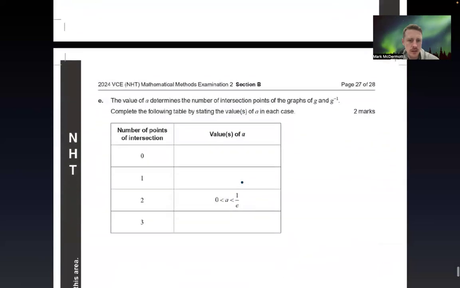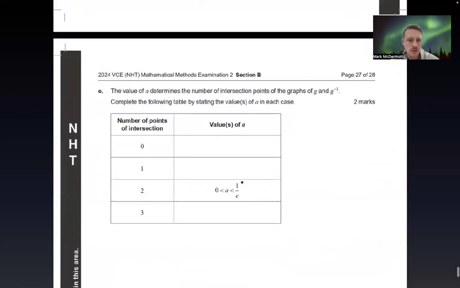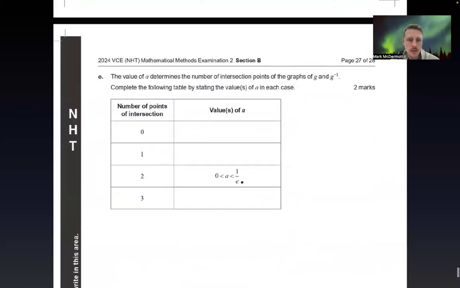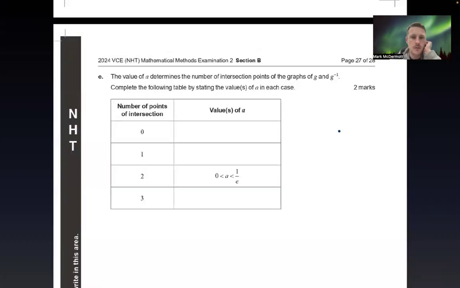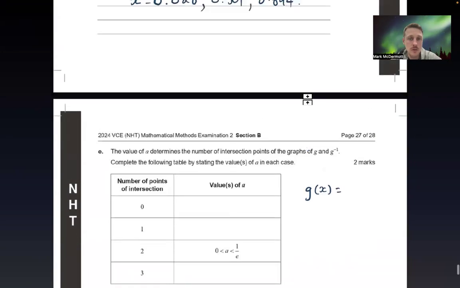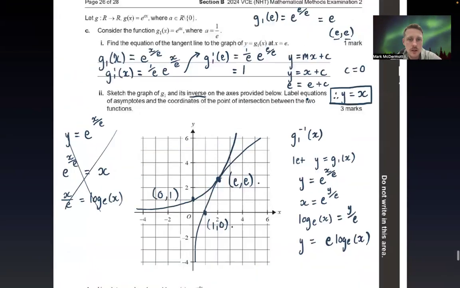Okay, this question I think is near impossible to do under exam conditions. Anyway, let me explain. I'm going to have to explain using Desmos, so give me a sec. Okay, so let's just explain the question first. The value of A determines the number of intersection points of the graph of G and G inverse. Complete the following table by stating the values of A in each case. Okay, I'm sure there's a thread or something that I needed to pick up in the previous questions to help me with this. But having said that, I don't know what it is.